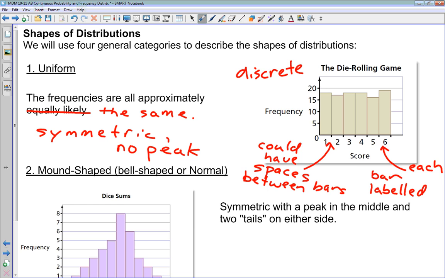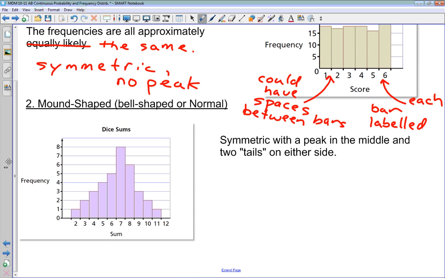Okay? Our next distribution, what the textbook calls mound-shaped, more commonly referred to as a normal distribution or a bell curve. Okay? This comes up a whole lot. You'll see this over and over again in natural systems. So a normal distribution or a mound-shaped distribution is symmetric. It's got a big peak in the middle and 2 tails coming off to either side, where the frequency decreases as we go to very small sums or very, very large sums in this case.